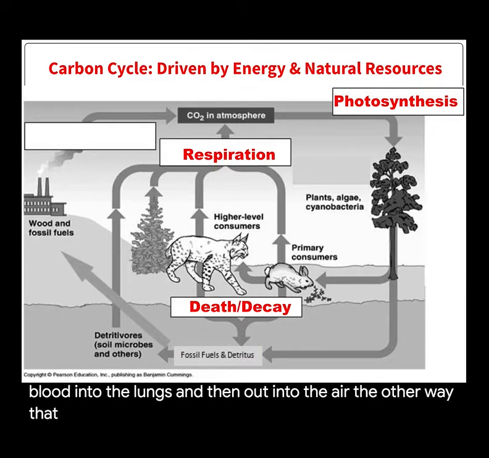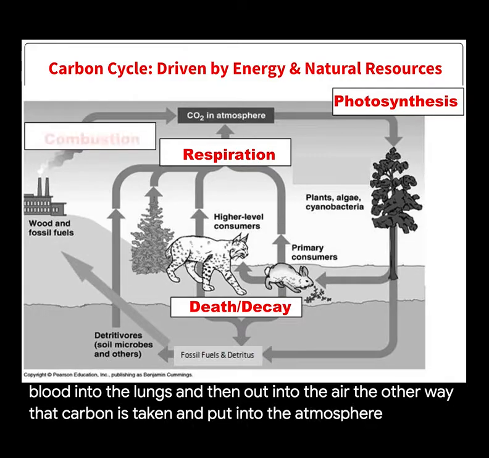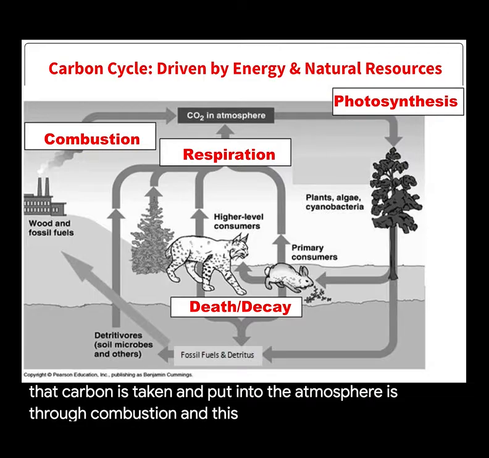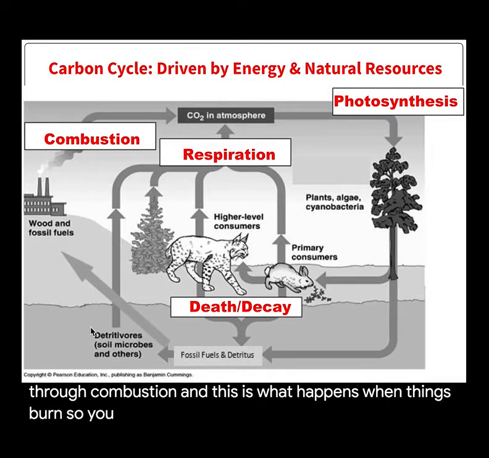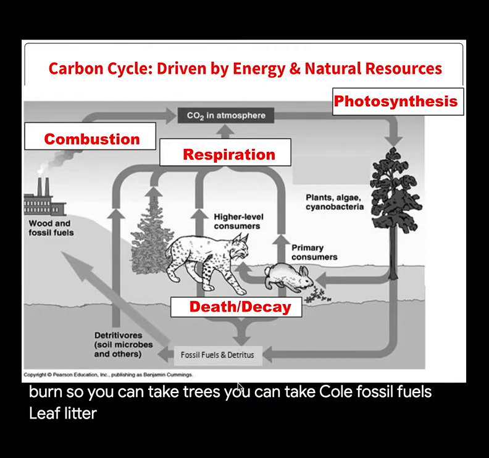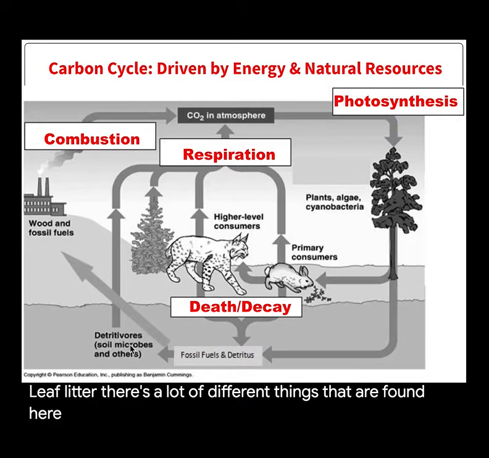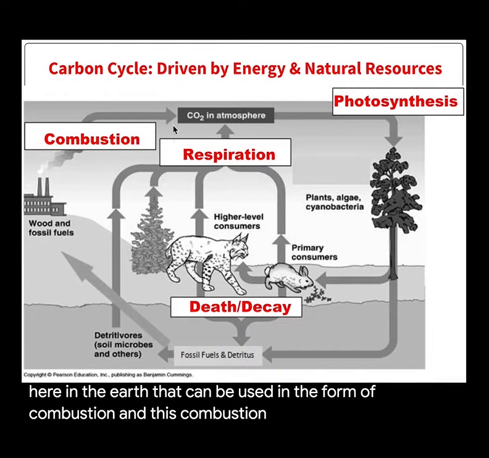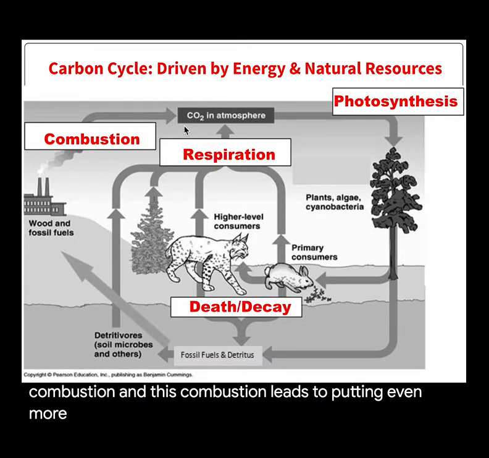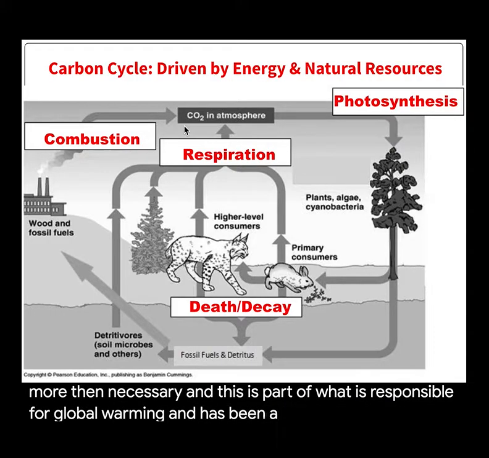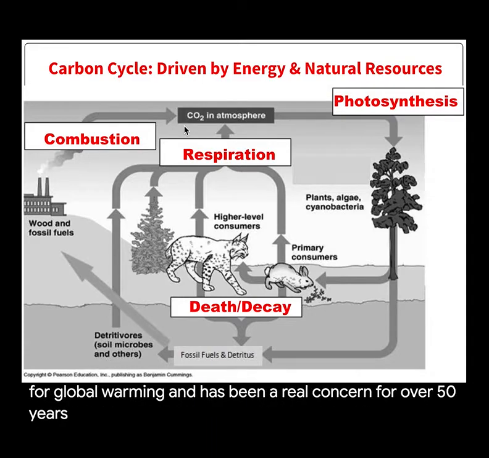The other way that carbon is taken and put into the atmosphere is through combustion. And this is what happens when things burn. So you can take trees, you can take coal, fossil fuels, leaf litter. There's a lot of different things that are found here in the earth that can be used in the form of combustion. And this combustion leads to putting even more carbon dioxide in the atmosphere than necessary. And this is part of what is responsible for global warming and has been a real concern for over 50 years.